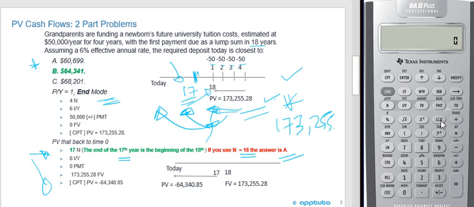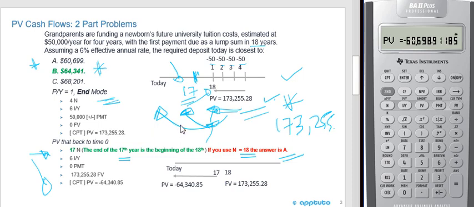Again, there's going to be no payments, okay? It's still the same 6 I/Y, but now it's at the end of the 17th year, the beginning of the 18th. So I'm using 17 as my N. And when I compute the present value, it's 64,340.84, which is closest to B, 64,341. So as I said, if I used 18 as my N and computed my present value, 60,699, I would have chosen A.